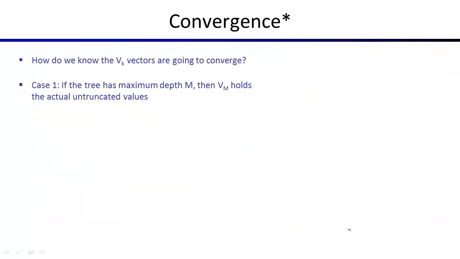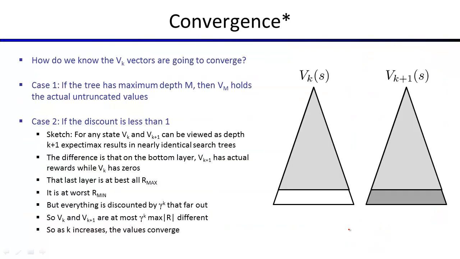We also saw some intuition as to why this is true. We said, well, the difference between Vk of S and Vk plus 1 of S is as follows. For Vk of S, we solve a depth k expected max tree. Or maybe we don't solve that depth k expected max tree, but we do find the solution to that expected max tree by running value iteration. For Vk plus 1, we go one layer deeper. Then we consider what is the difference between those two.